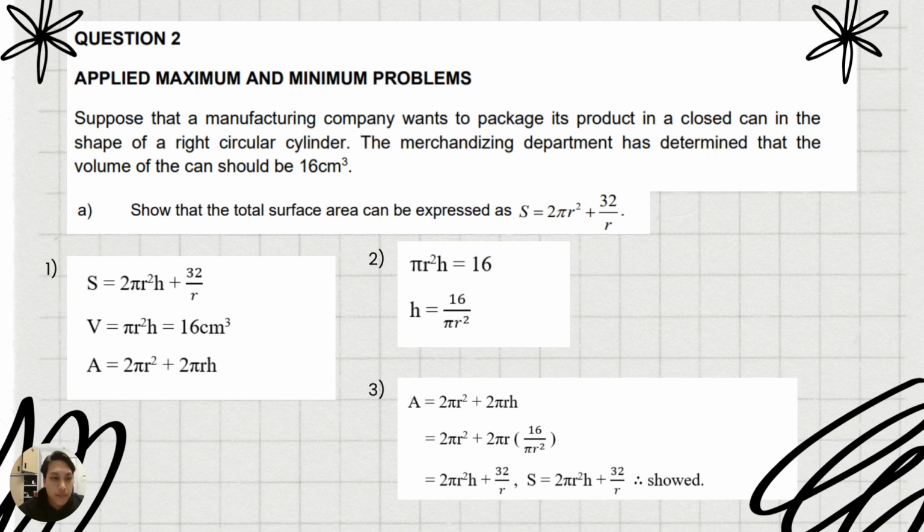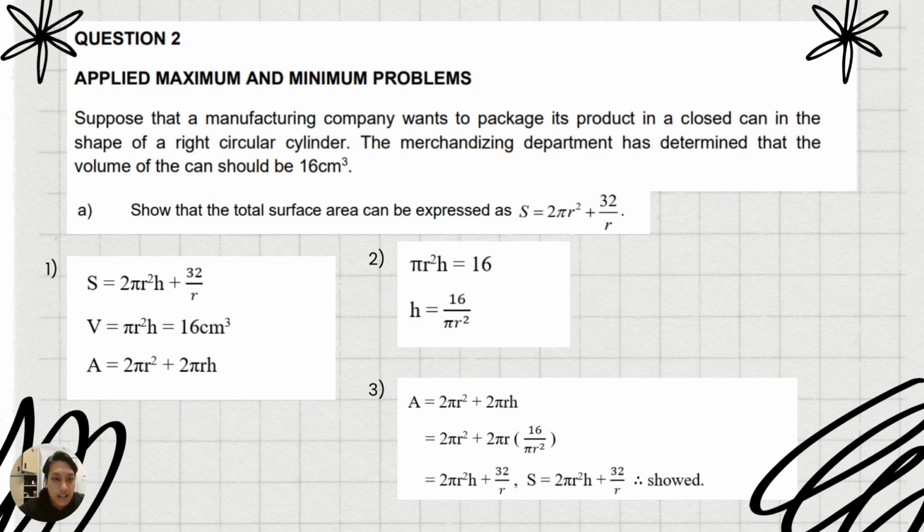So, step 1: the formula of volume is pi r squared h, and 16 cubic centimeters was given in the question. The formula of area is 2 pi r squared plus 2 pi r h. Okay, step 2, we move pi r squared to the right side, so we get h equals 16 over pi r squared.